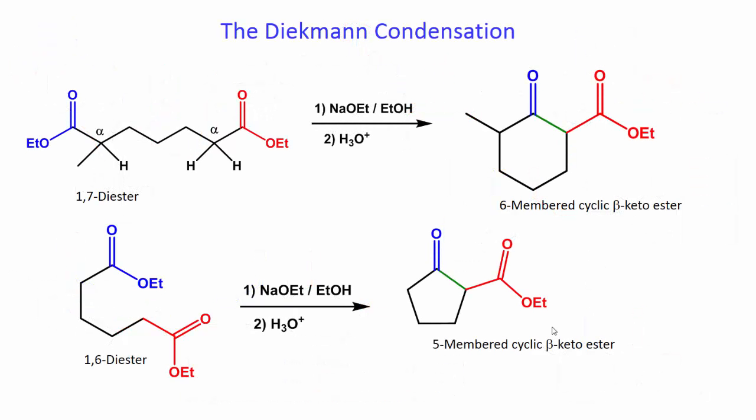The Dieckmann condensation is an intramolecular cyclization reaction that works best with 1,6 and 1,7 diesters to form 5 or 6-membered cyclic beta-keto esters.